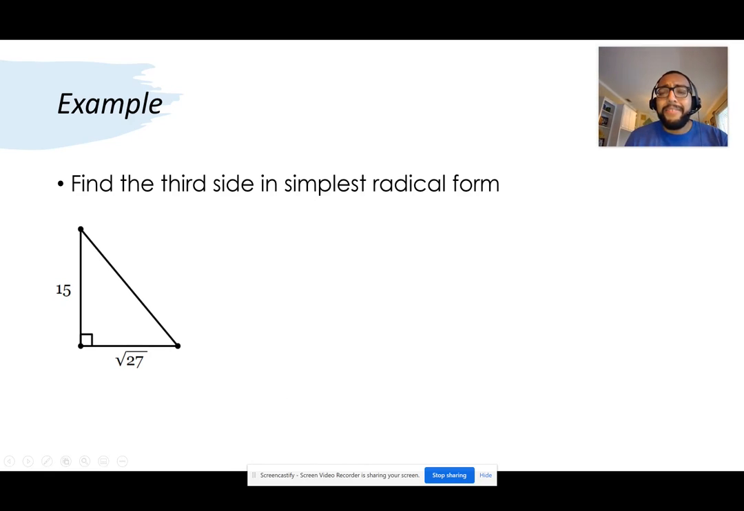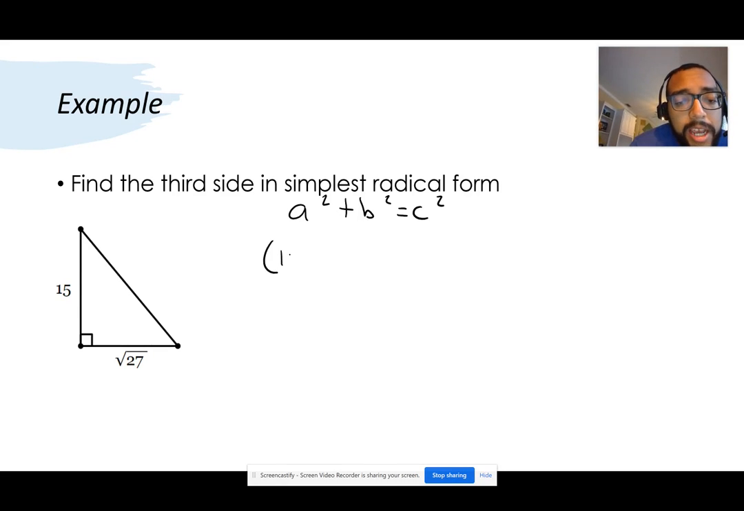Whoa, what is this? 15 on one side, the square root of 27 on the other. We're trying to find c. Okay, well, don't get freaked out. Let's just set it up as normal. So a squared plus b squared equals c squared. All right, so we're trying to find c. We don't have a hypotenuse, the side that's opposite the right angle. So that means 15 and square root of 27 are my a's and b's. And again, it doesn't really matter which one is which. So we'll just say 15 is a and the square root of 27 is b.